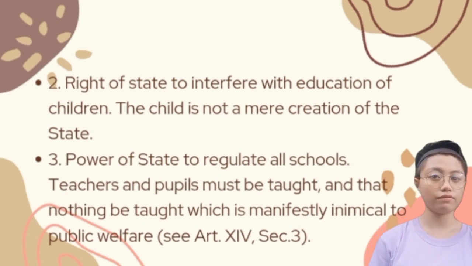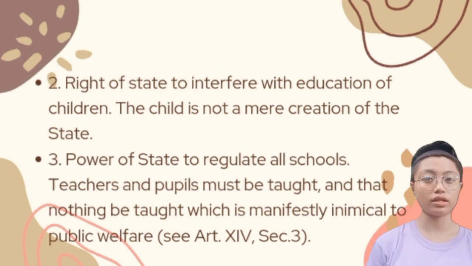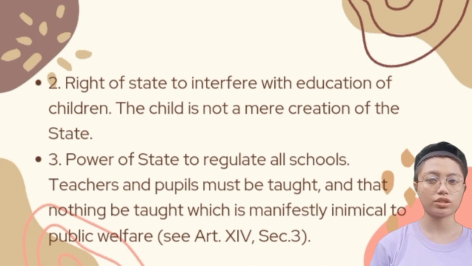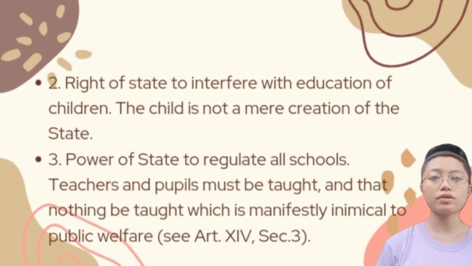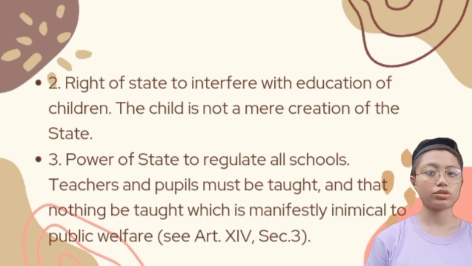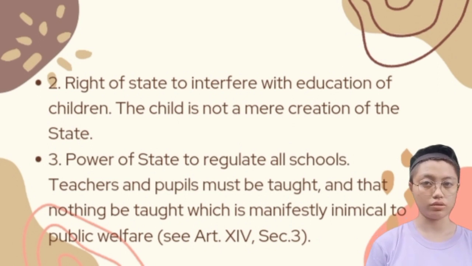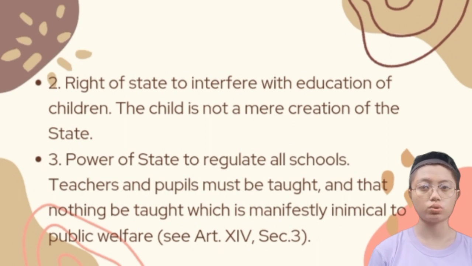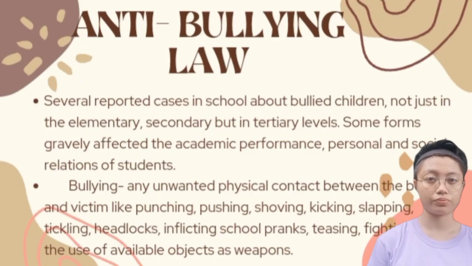The above provision must not, however, be interpreted to mean that, as in a totalitarian state, such a law constitutes an unreasonable interference with the liberty of parents to direct the upbringing and education of children under their control. The child is not a mere creation of the state. Third, the power of the state to regulate all schools. The state, however, has the power to reasonably regulate all schools, their teachers and pupils, to require that all children of proper age attend school, that teachers shall be of good moral character and patriotic disposition, and that certain studies plainly essential to good citizenship. Anti-bullying law.